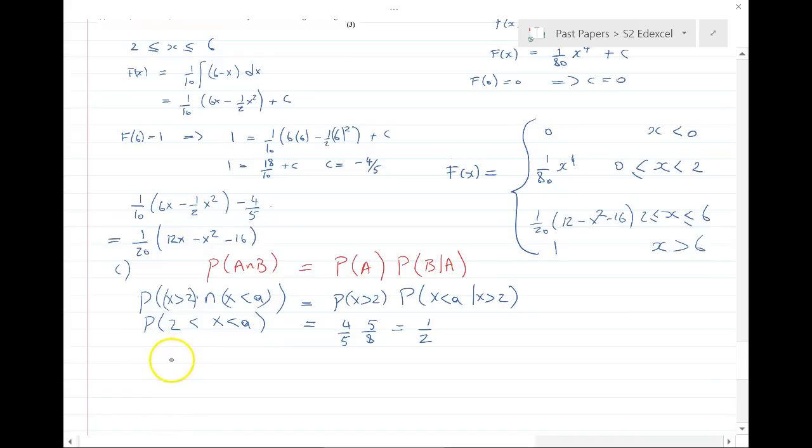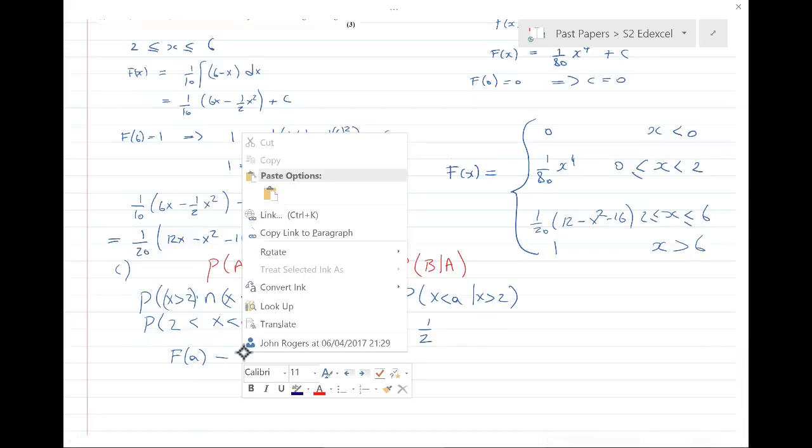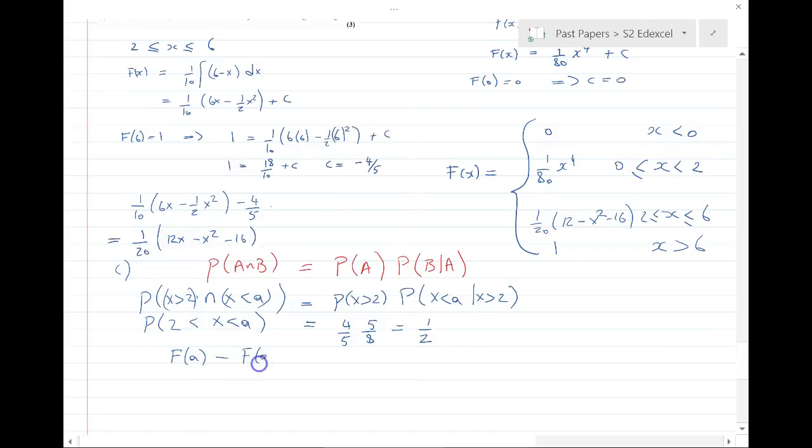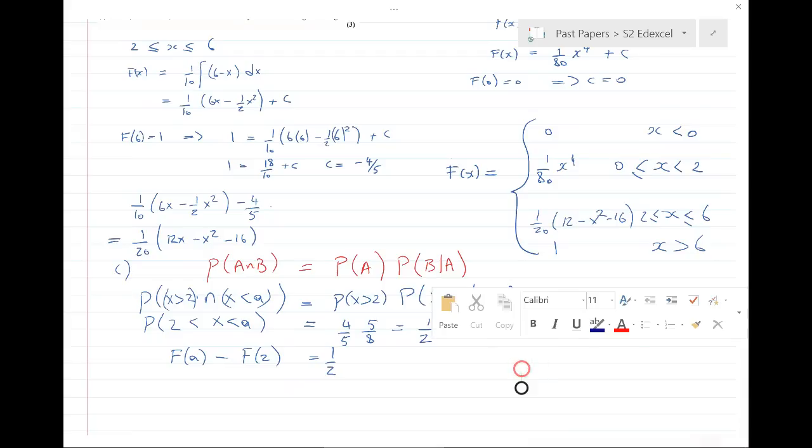So that basically means, in terms of F(a), that's the probability that x is less than a, take away F(2), the probability that x is less than 2, is equal to a half. But we know the probability that it's less than 2.